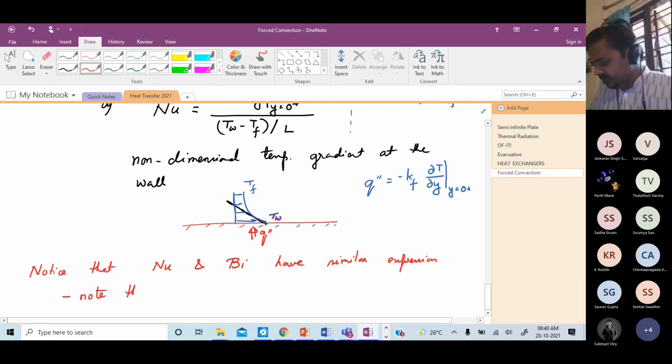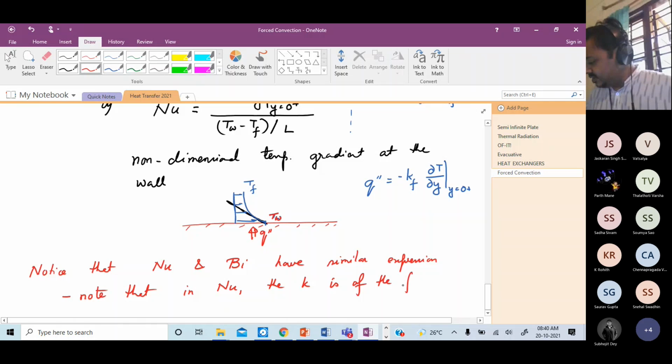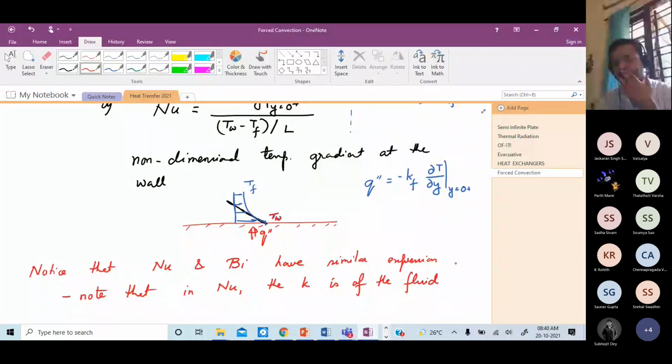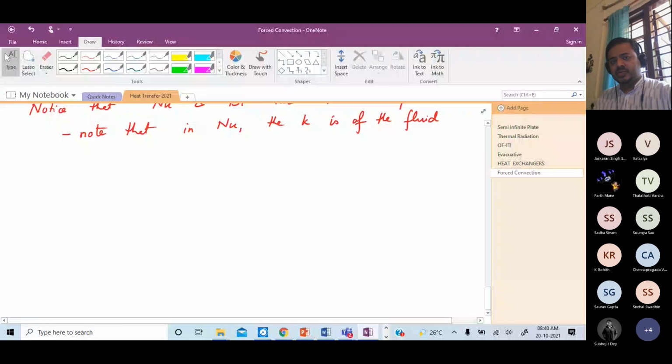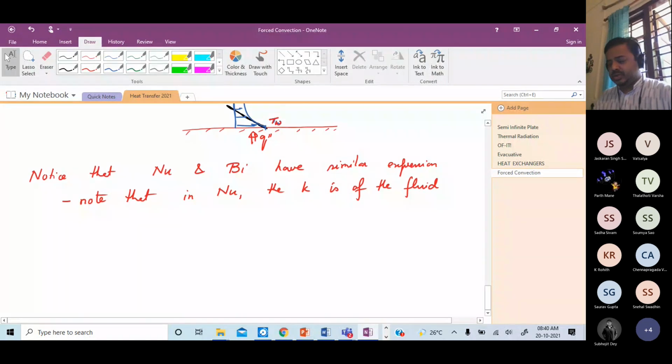Note that in Nusselt, the K is of the fluid. That's why I was always writing it as Kf. From here onwards, I may not write it all the time, but when we are talking about Nusselt number, it is that of the fluid. Okay. There's a last thing that I would like to point out here, again conceptual.